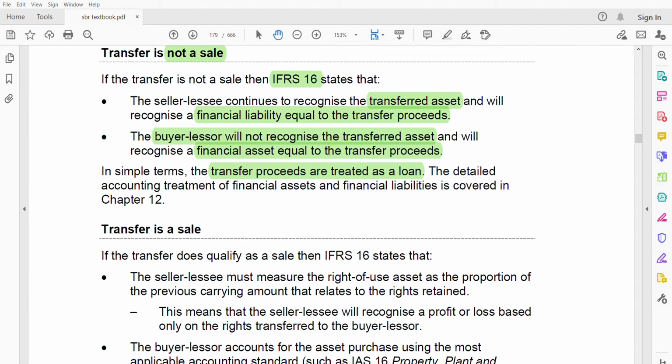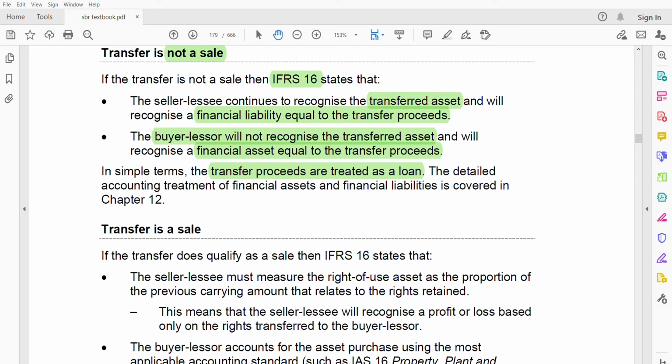The seller is going to sell the asset to the buyer, the lessor. Whatever the sale proceeds are, for example, they say they have transferred the asset to the lessor at this amount. Because it is not recognized as a sale, that amount is now like a liability for the lessee. For the seller, that's why it is recorded as a financial liability.